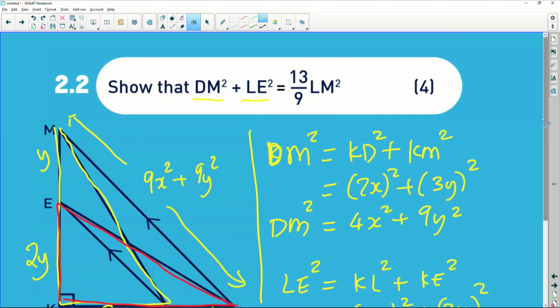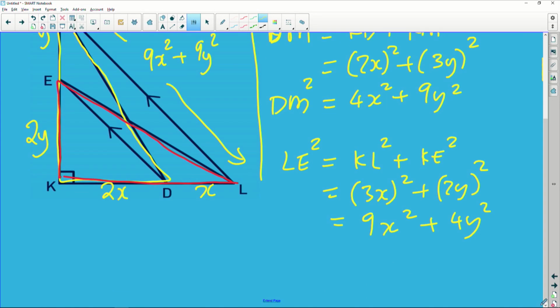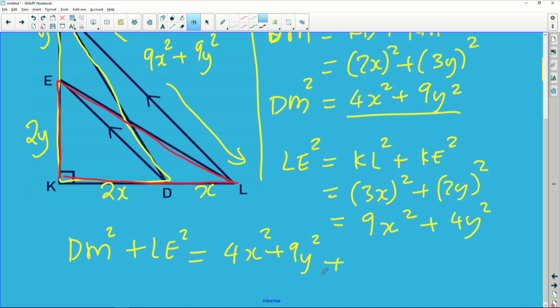So we are required to add these two, and the answer must come out as 13 over 9 LM squared. Let's see what will happen there. So I'm going to try to add them. So DM squared plus LE squared equals the first part, 4x squared plus 9y squared, plus the second part, which is this one, 9x squared plus 4y squared. Okay, cool. So what do you notice here? You will notice that the length of the hypotenuse is apparently appearing there.